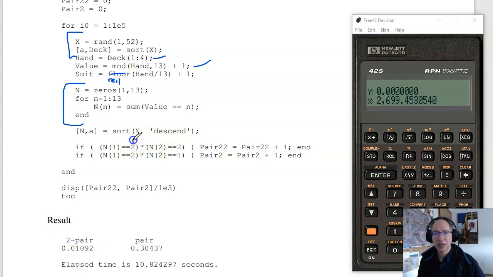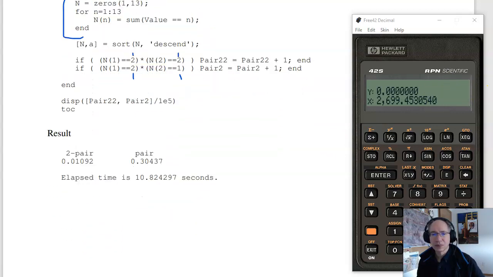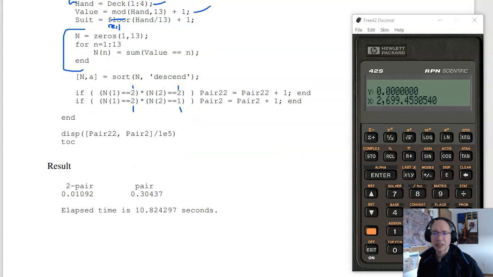If the highest frequency is 2, and the second highest frequency is 2, I've got 2 pair. If the highest frequency is 2, and the next highest frequency is 1, I have a single pair. Then display how many pairs I got divided by how many times I ran the Monte Carlo simulation. That's the odds, roughly. And again, that matches up with what I calculated. Not exact, calculations are exact. Monte Carlo gets you close.